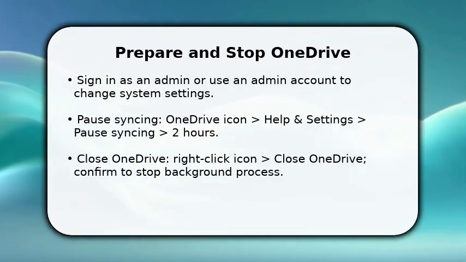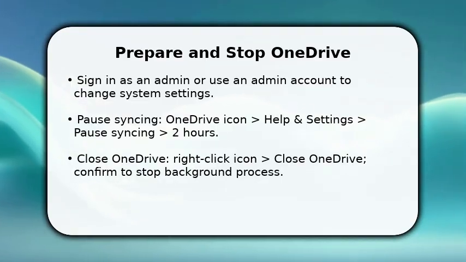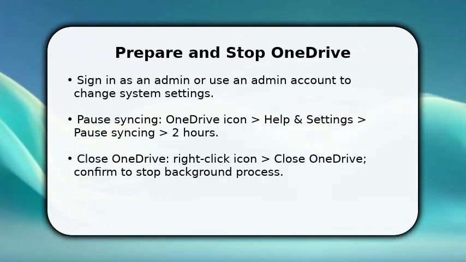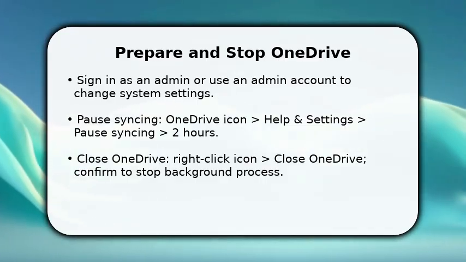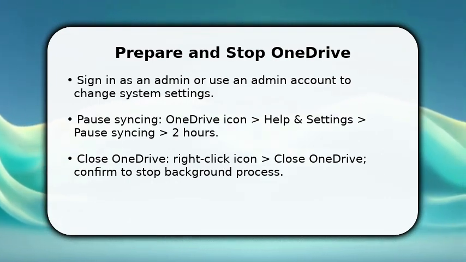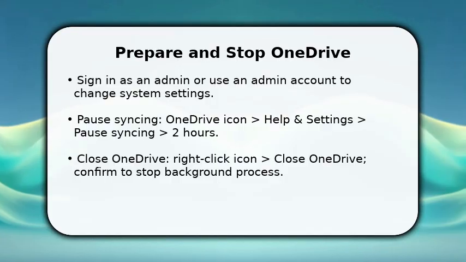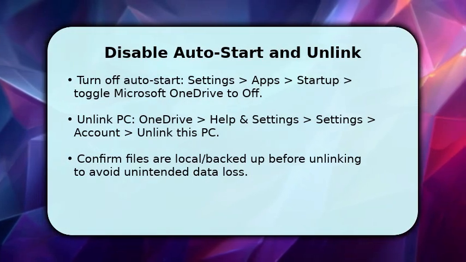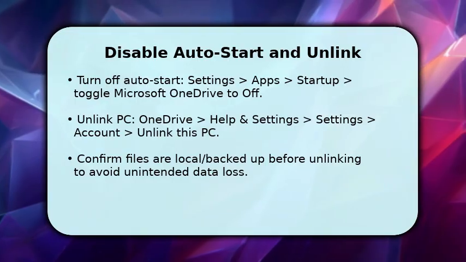Once paused, right-click the icon and select Close OneDrive to stop the running process. This prevents automatic restarts while you disable it. Make sure to verify the icon disappears from the notification area before continuing so services won't interfere with the next steps. Next, disable OneDrive from launching automatically so it stays inactive.